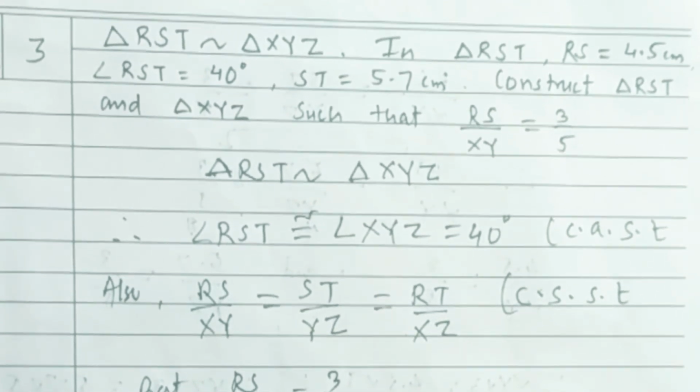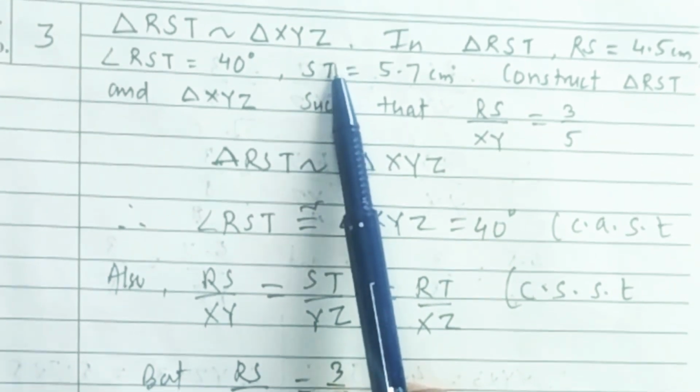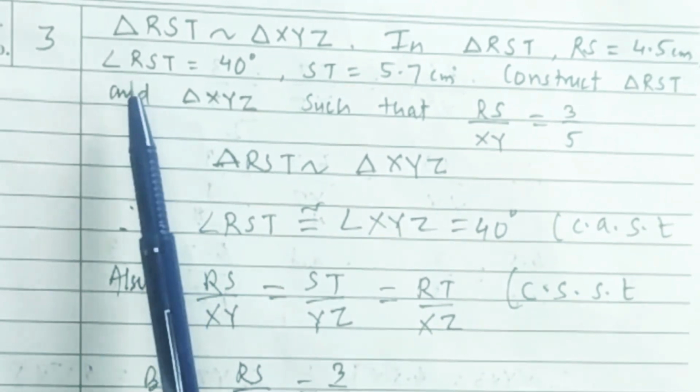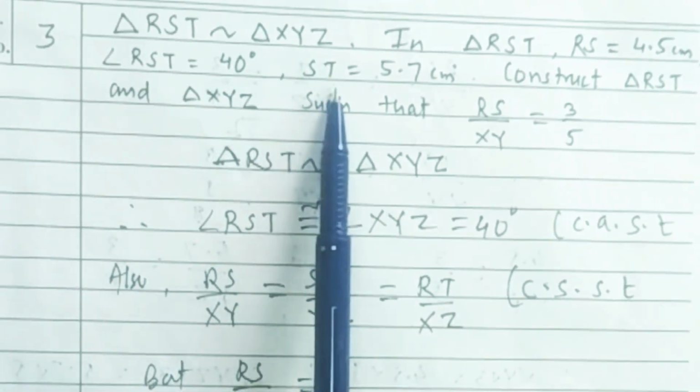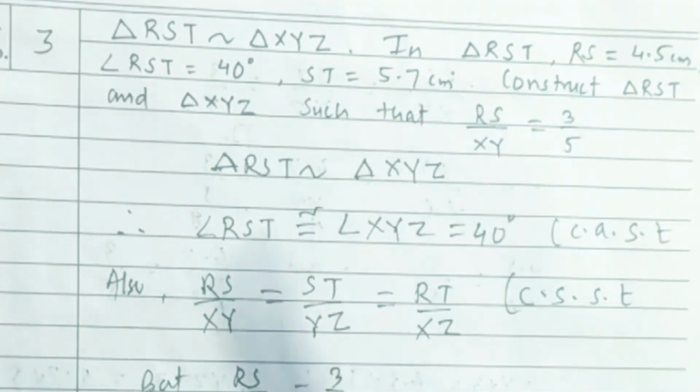Third example, triangle RST is similar to triangle XYZ. In triangle RST, RS is equal to 4.5 centimeter, angle RST is 40 degree, ST is equal to 5.7 centimeter. So we can easily construct triangle RST as three elements of the triangle are given. So construct triangle RST and triangle XYZ such that RS upon YZ is equal to 3 upon 5. If you observe these two triangles, there is no common vertex in both the triangles.